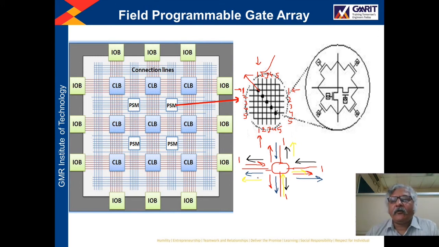for this type of routing, at this junction, some this type of structure is there, right? This type of structure is there. See, this is the wire coming from the left side, this is the wire coming from the right side, this is the wire coming from the top, and this is the wire coming from the bottom.